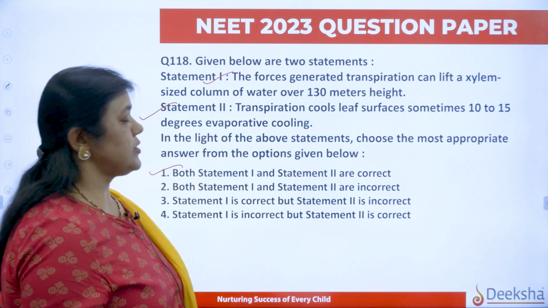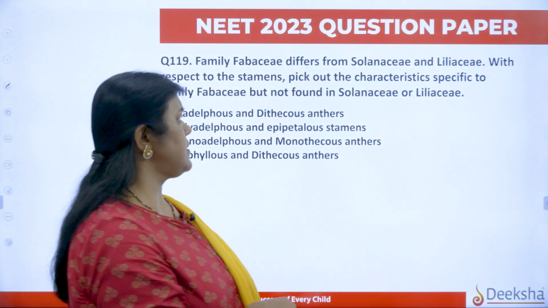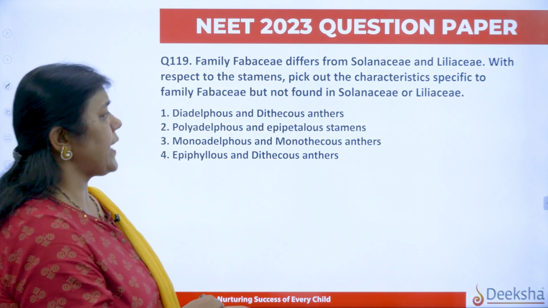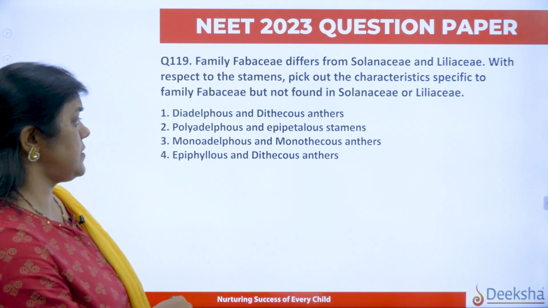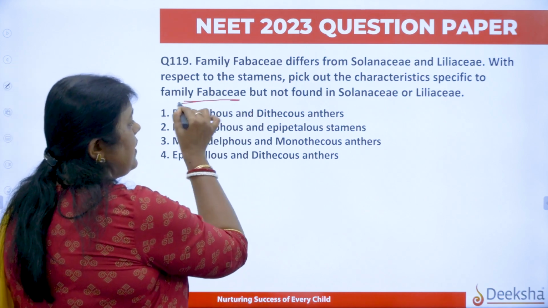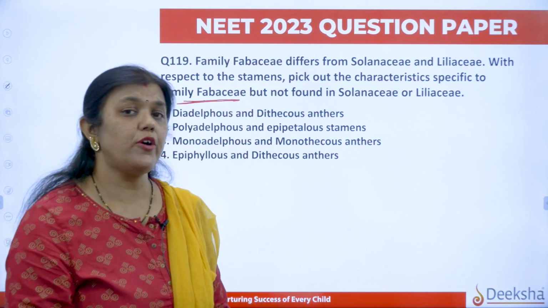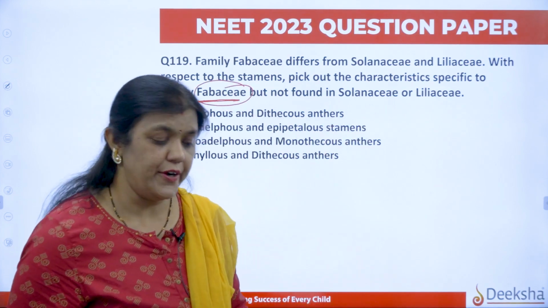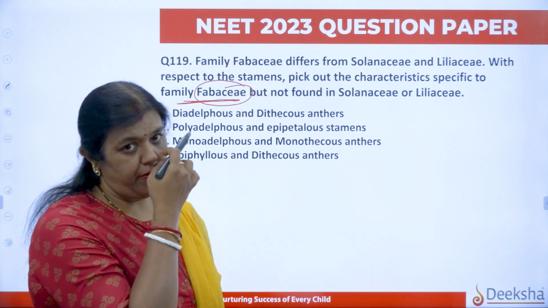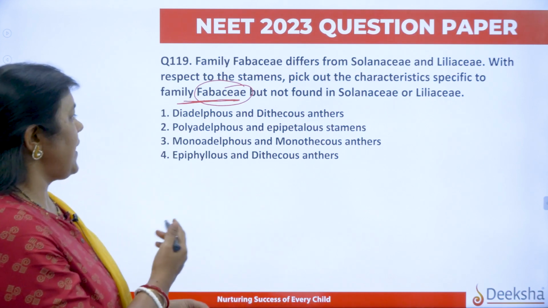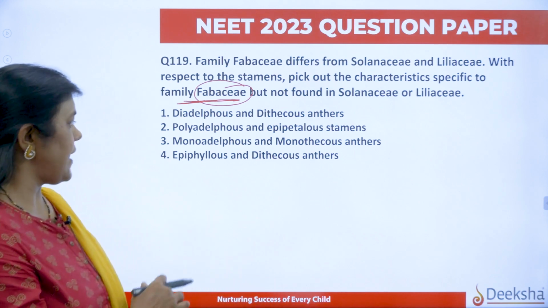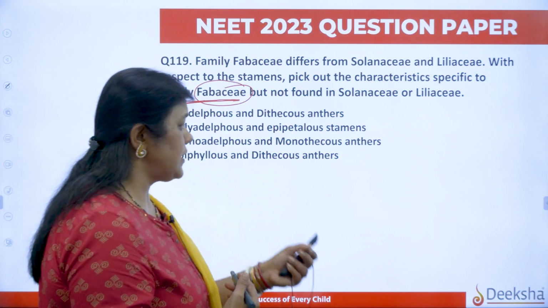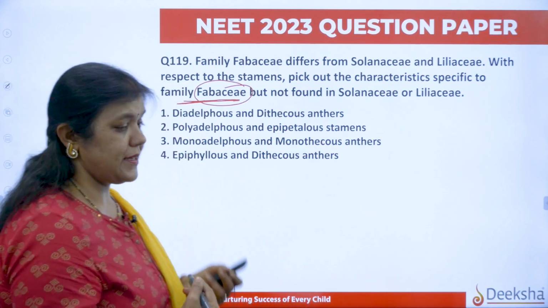Let us see the next question, question number 119. Family Fabaceae differs from Solanaceae and Liliaceae. With respect to the statement, pick out the characteristics specific to family Fabaceae but not found in Solanaceae or Liliaceae. So you have to find the specific character which you see in Fabaceae, but you're not finding in the other two. The options given here are: diadelphous and diathecous anther, polyadelphous and epithecous stamen, monoadelphous and monothecous anthers, epiphyllous and diathecous anther.